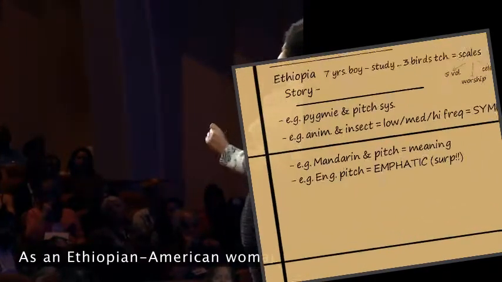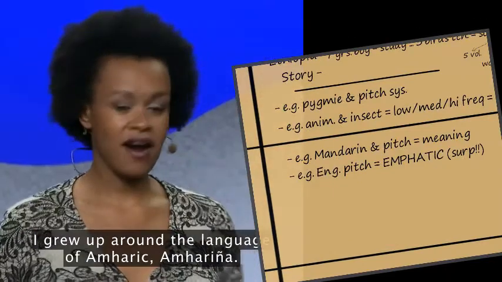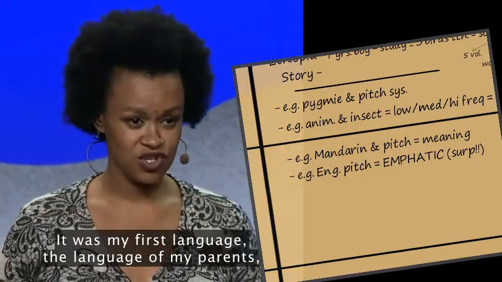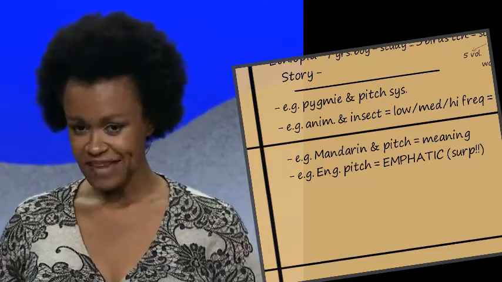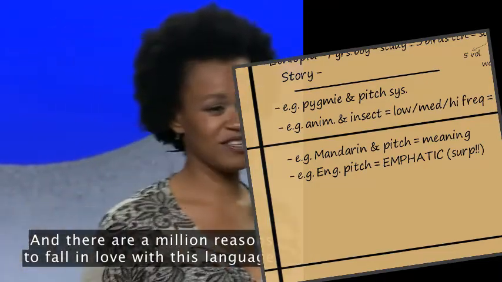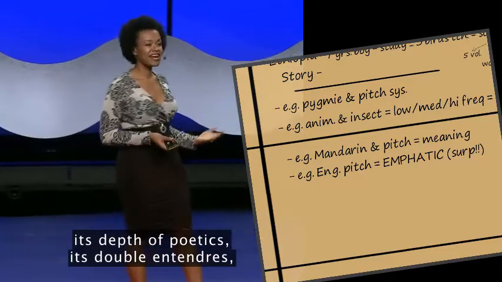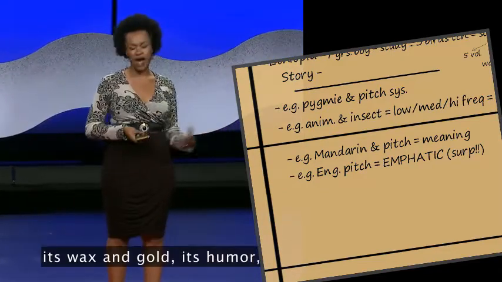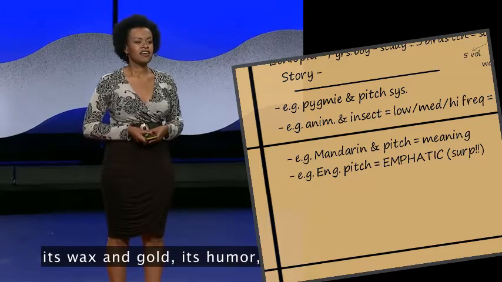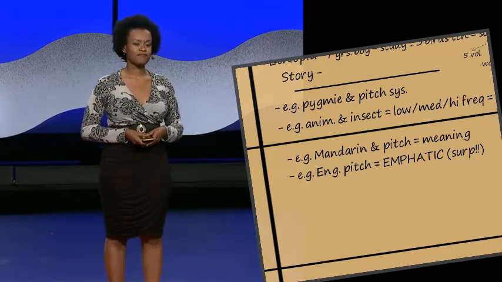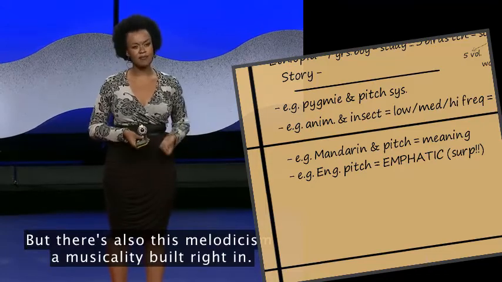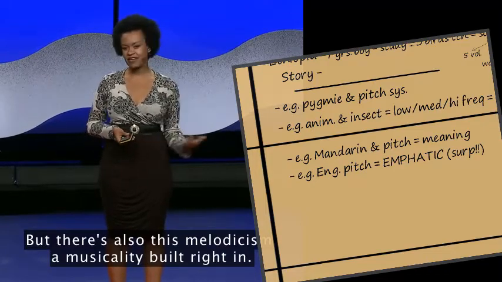As an Ethiopian-American woman, I grew up around the language of Amharic, Amarinya. It was my first language, the language of my parents, one of the main languages of Ethiopia. And there are a million reasons to fall in love with this language. Its depth of poetics, its double entendre, its wax and gold, its humor, its proverbs that illuminate the wisdom and follies of life. But there's also this melodicism, a musicality built right in.